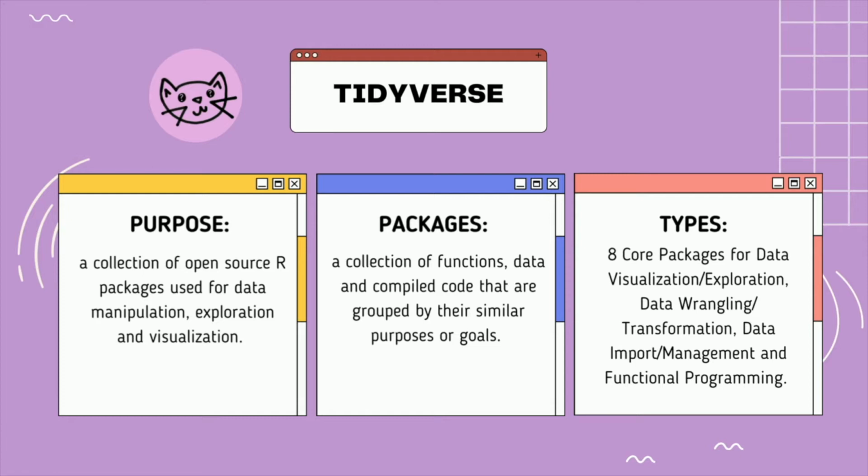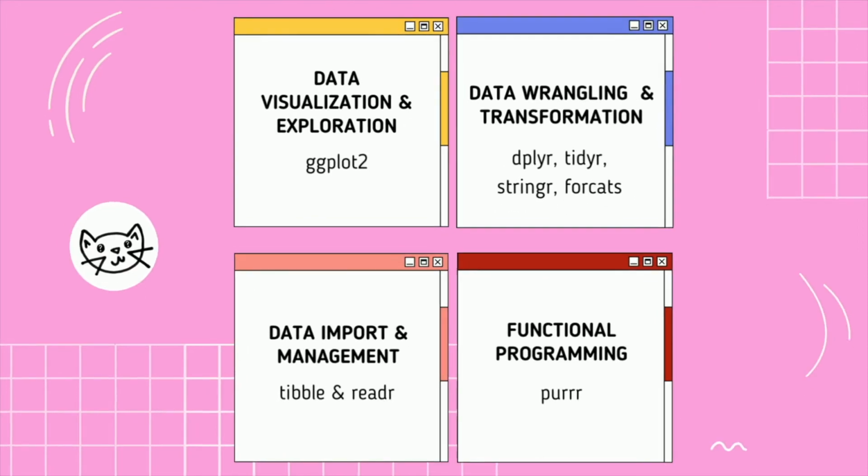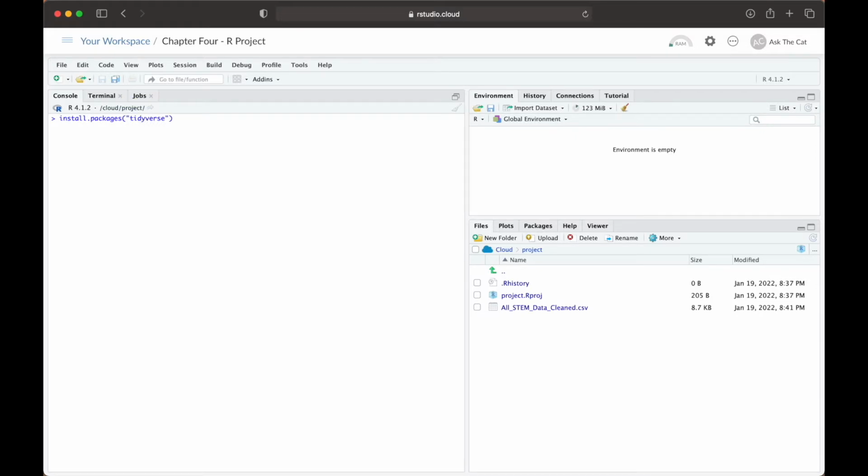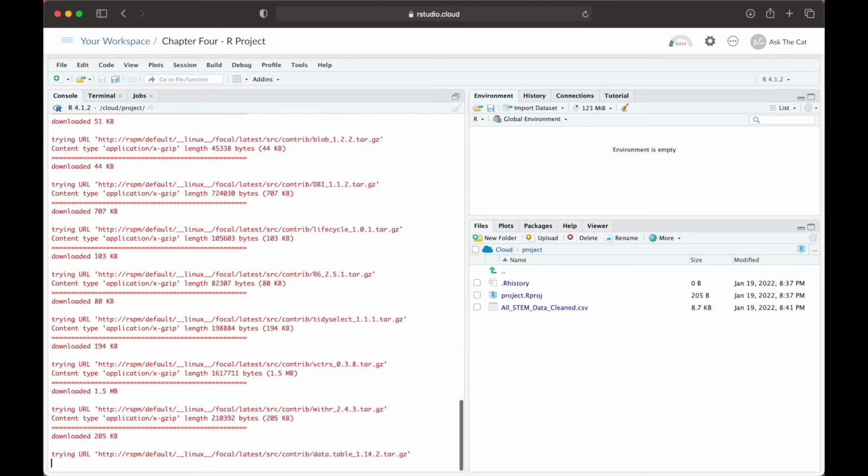The Tidyverse is a collection of open-source R packages used for data manipulation, exploration, and visualization. A package in R is a collection of functions, data, and compiled code that are grouped by their similar purposes or goals. There are 8 core Tidyverse packages that are organized here based on their use in data visualization and exploration, data wrangling and transformation, data import and management, and functional programming. We'll be focusing on these first 2 categories for our video series, with a specific emphasis on ggplot and dplyr. All of these packages are loaded automatically at once with the install.packages tidyverse command.